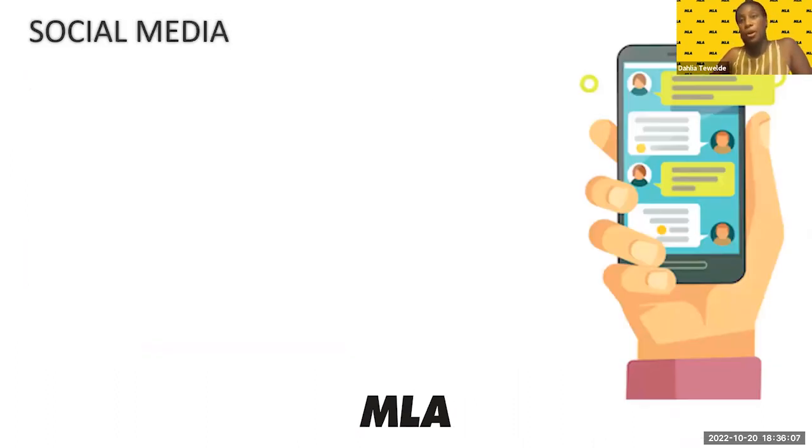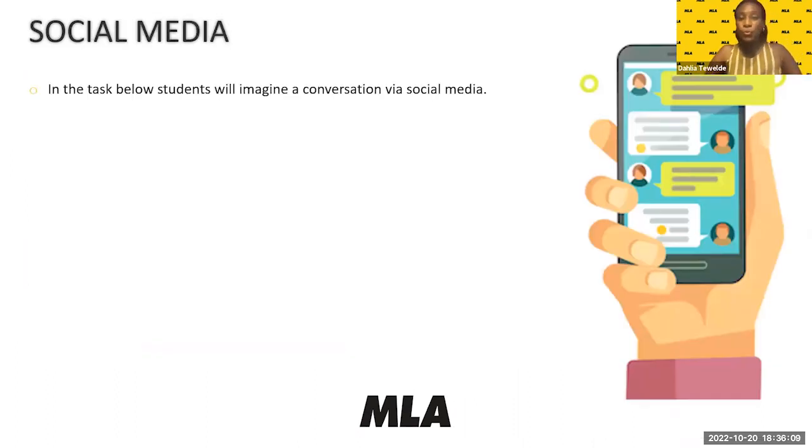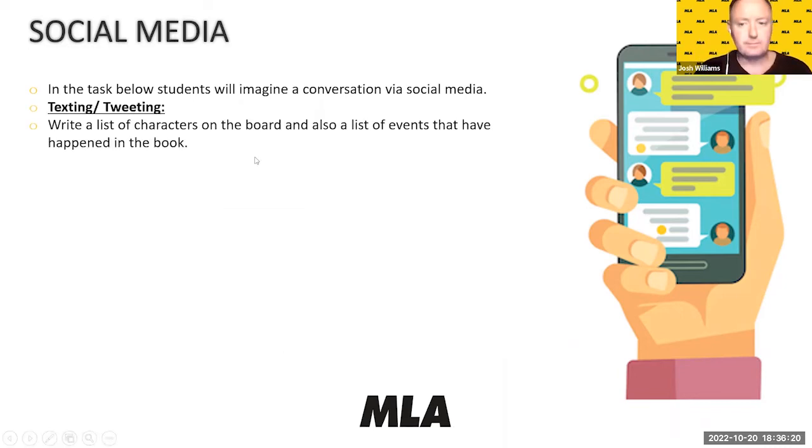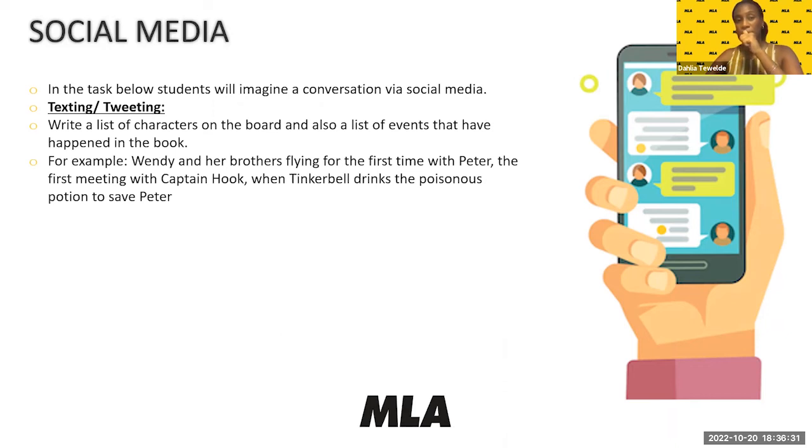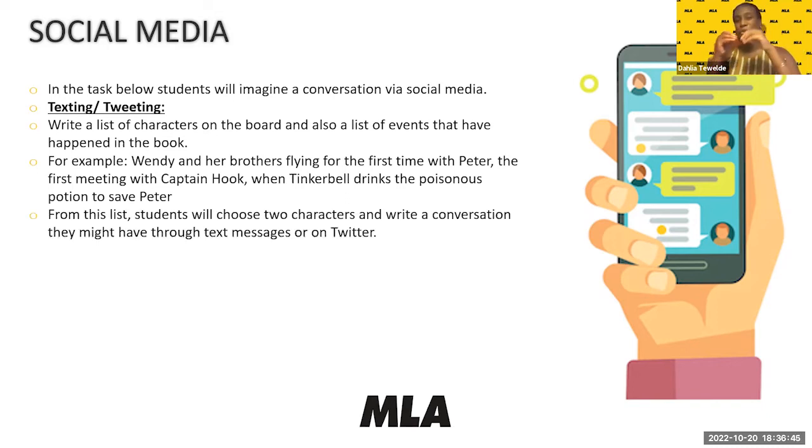All right, so we have the use of social media. In the task below, students will imagine a conversation via social media. We're going to use texting or tweeting, whichever. Write a list of characters on the board and also a list of events that have happened in the book. For example, Wendy and her brothers flying for the first time with Peter, the first meeting with Captain Hook, or when Tinkerbell drinks the poisonous potion to save Peter. So, events that can create conversation.